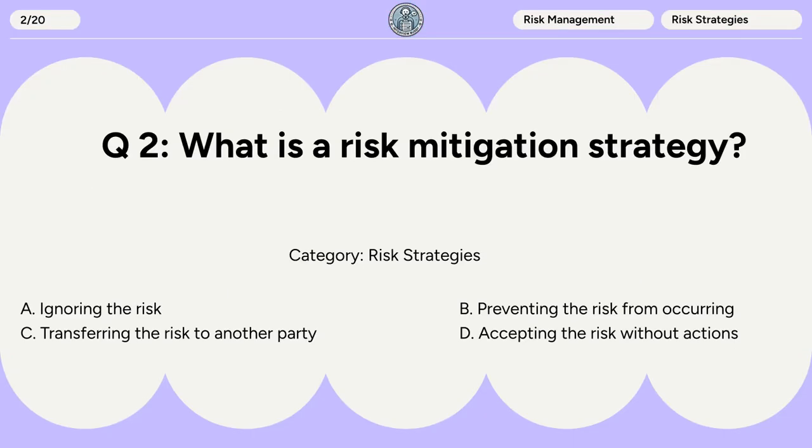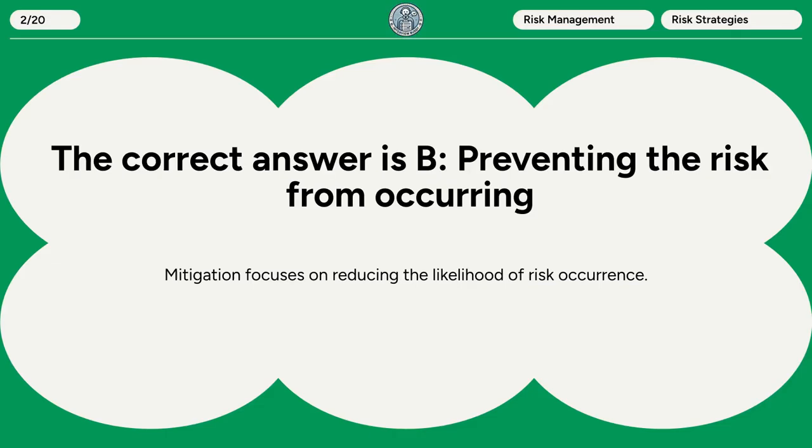Question 2. What is a risk mitigation strategy? A. Ignoring the risk. B. Preventing the risk from occurring. C. Transferring the risk to another party. D. Accepting the risk without actions. The correct answer is B. Preventing the risk from occurring. Mitigation focuses on reducing the likelihood of risk occurrence.